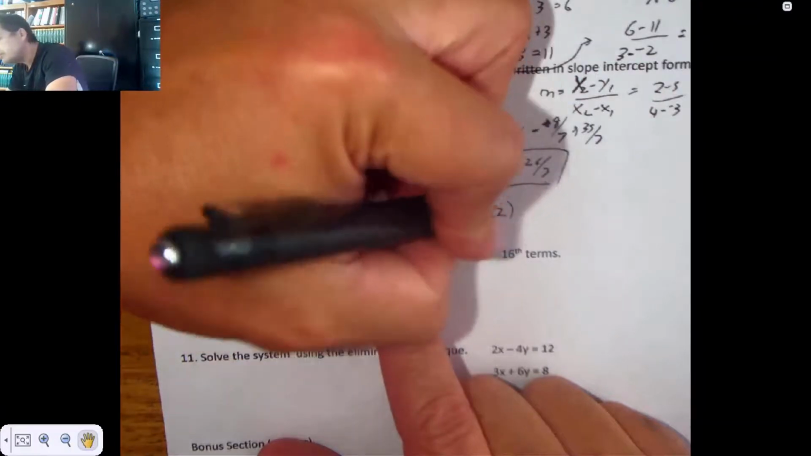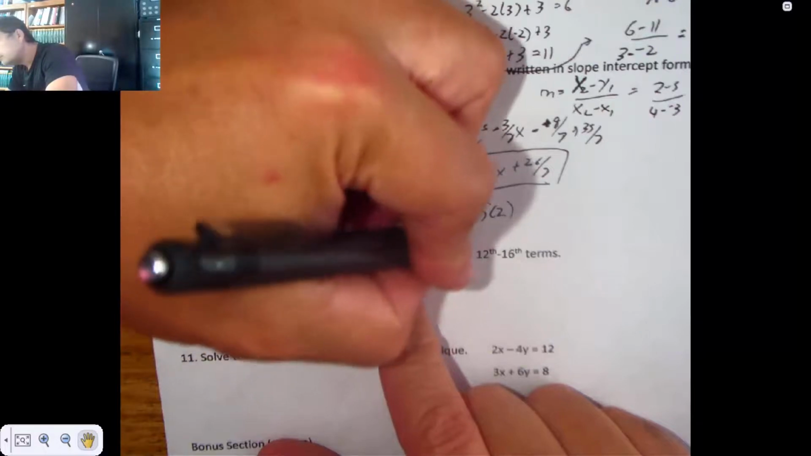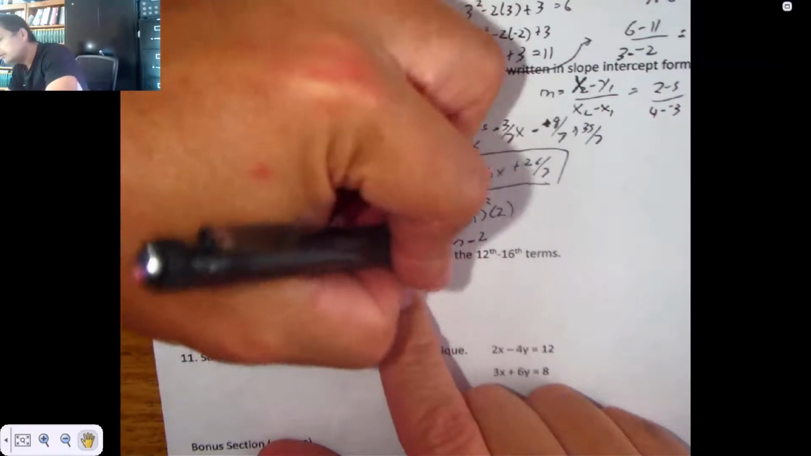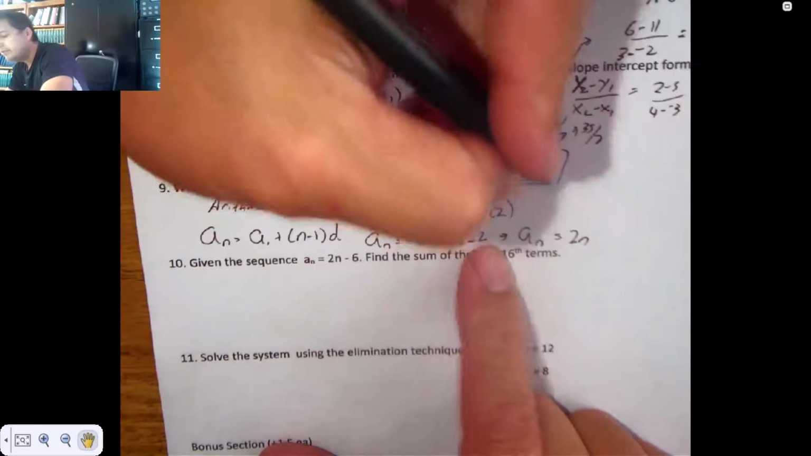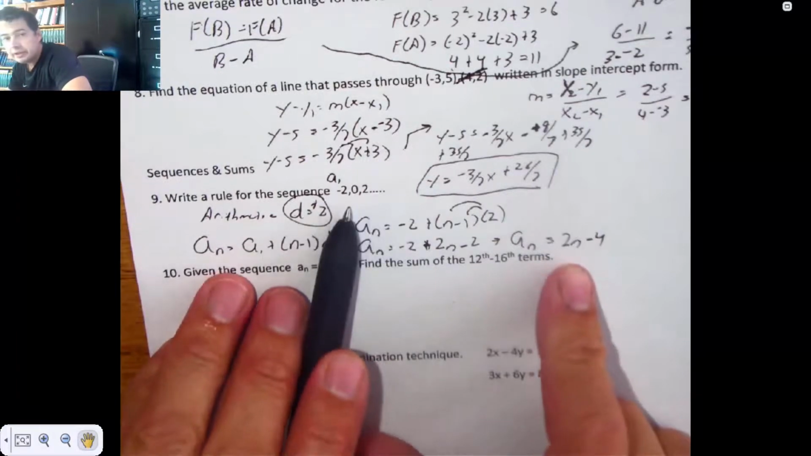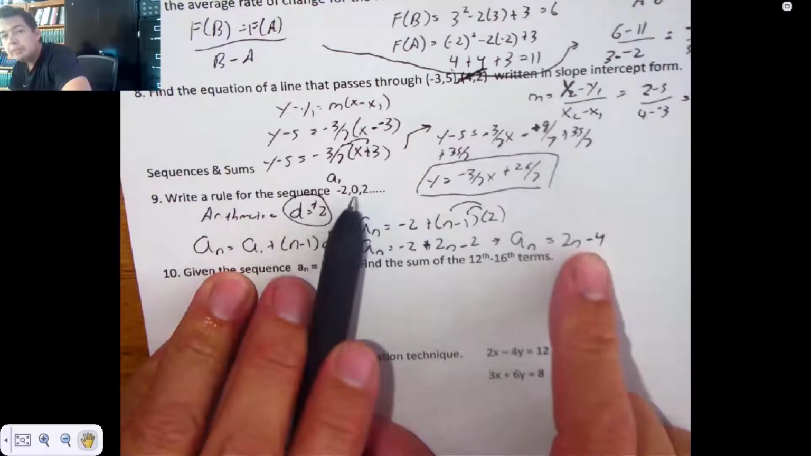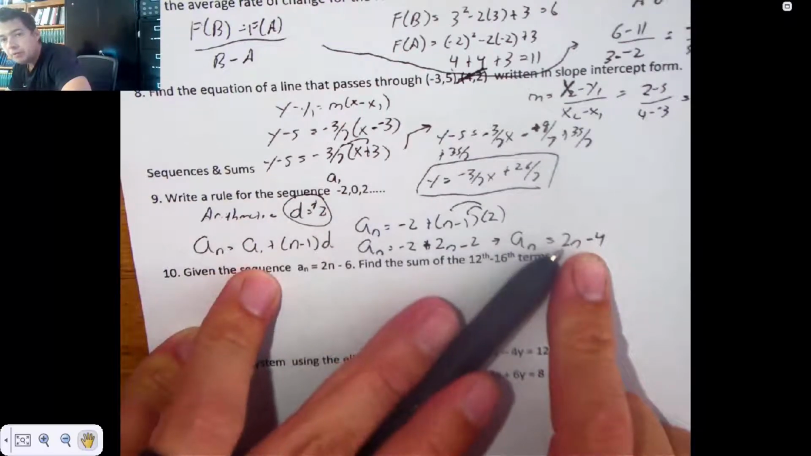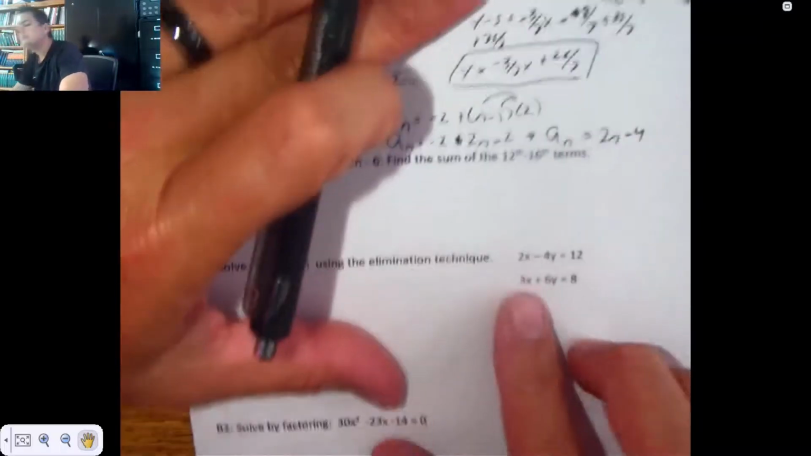So we're going to distribute our 2. And when I write things out in standard form, I have a positive 2n, and a -2 minus a -2 is -4. So if I plug in a 1 into this thing, it generates a -2. 2 times 1 is 2, take away 4 is -2. If I plug in a 2, 2 times 2 is 4, take away 4 is 0. It's generating that sequence. That's how I know I did it right.